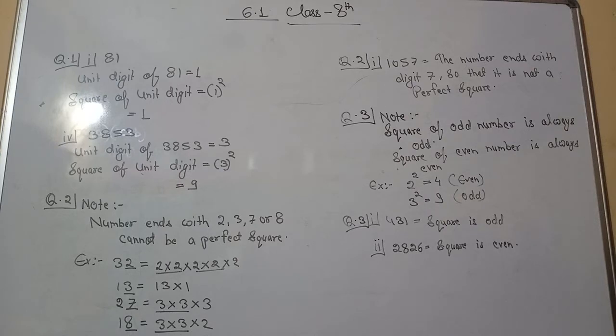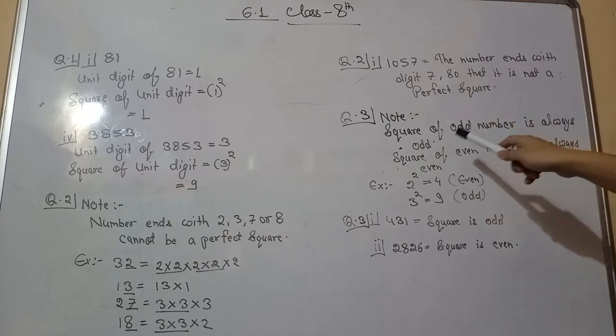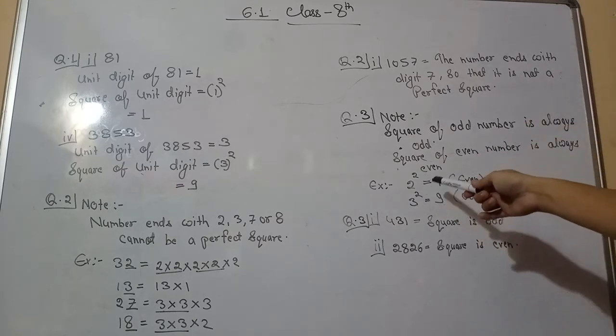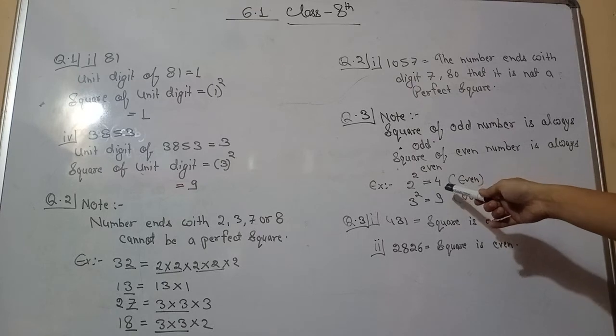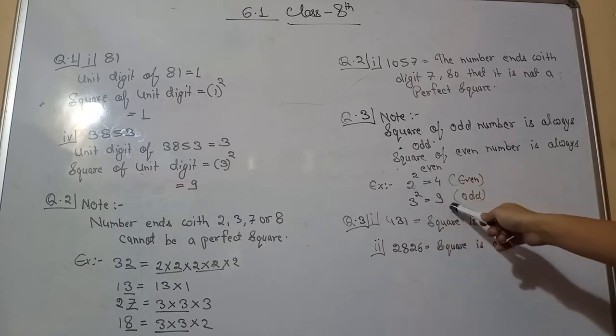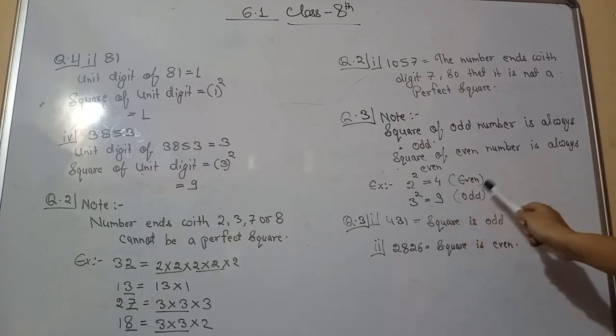Now question number 3 asks which of the numbers has a square that is odd and which has a square that is even. Means we have to find out, after squaring the given numbers, whose square is even and whose square is odd. So in question number 3 also there is one note point: the square of any odd number is always odd and the square of any even number is always even. From the example you can see the square of 2 is 4, where 2 and 4 are both even, means the square of an even number is always even. Now 3 square is 3 3s are 9. Now 3 and 9 are both odd numbers. So here you can see the square of any odd number is always odd.